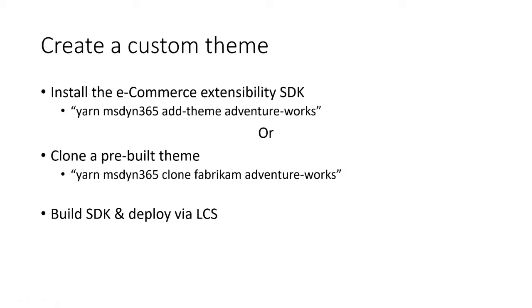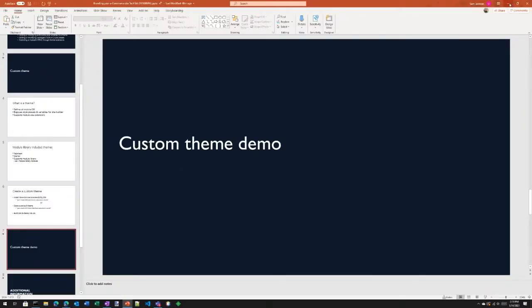I'll also be showing how to clone the theme. So this is cloning the Fabrikam theme into AdventureWorks, and I'll be showing that. And then finally, when you're done with these commands, you can build the SDK. At the end, I'll talk about building a zip file that is actually used to deploy through LCS. And I'll show a few screenshots on what that looks like. So I'm going to go ahead then and just jump right in.